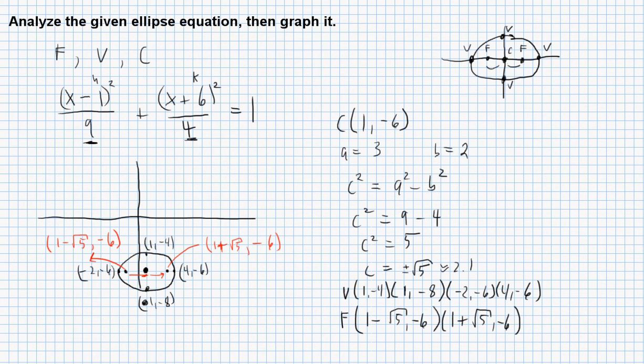And that's all we're going to need to do to analyze this, because we've got our graph, we've got the equation that we were given, and then we've got our important points, the focal points, the vertices, and the center.